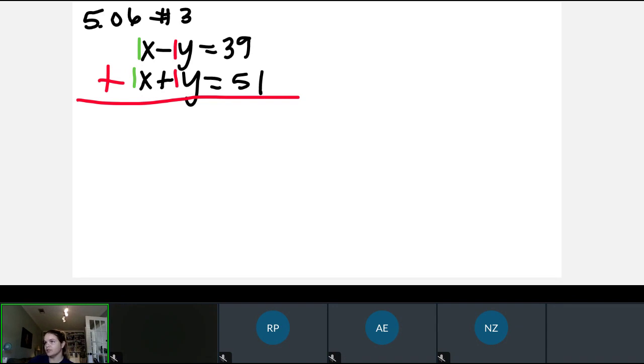So 1x plus 1x gives me 2x. Negative 1y plus y cancels out. And then what will I get on the right-hand side of my equation? And I go ahead and write this down as I'm doing it, okay? Yes, 90. Good, Sky.